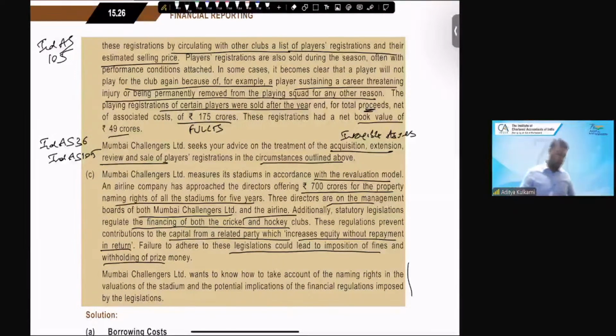Mumbai Challengers measures its stadium in line with the revaluation model, and an airline company has approached the directors offering 700 crores for the property naming rights of all the stadiums for 5 years. 3 directors are on the management boards of both Mumbai Challengers and the airline. Additionally, statutory regulations regulate the financing of both the cricket and hockey clubs. These regulations prevent contributions to the capital from a related party, which increases equity without repayment in return. Failure to adhere to these legislations can lead to imposition of fines and withholding of prize money. Mumbai Challengers wants to know how to take account of the naming rights in the valuation of the stadium and the potential implications of the financial regulations imposed by the legislation.